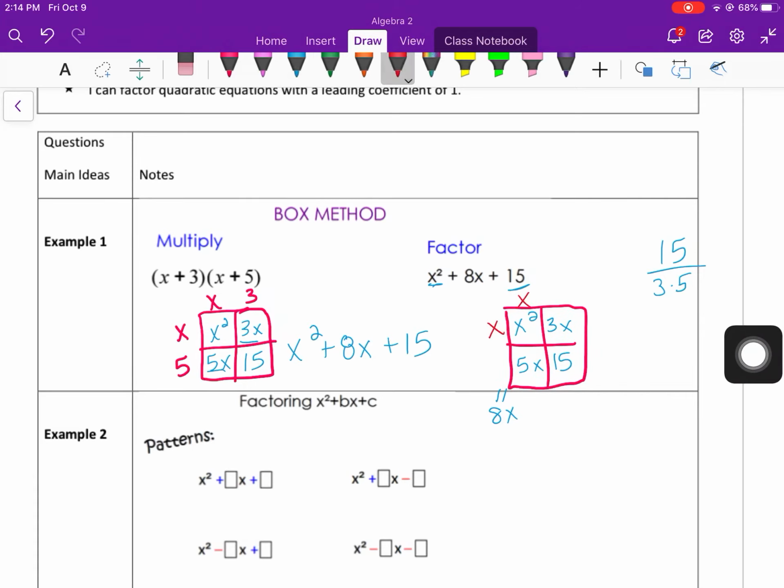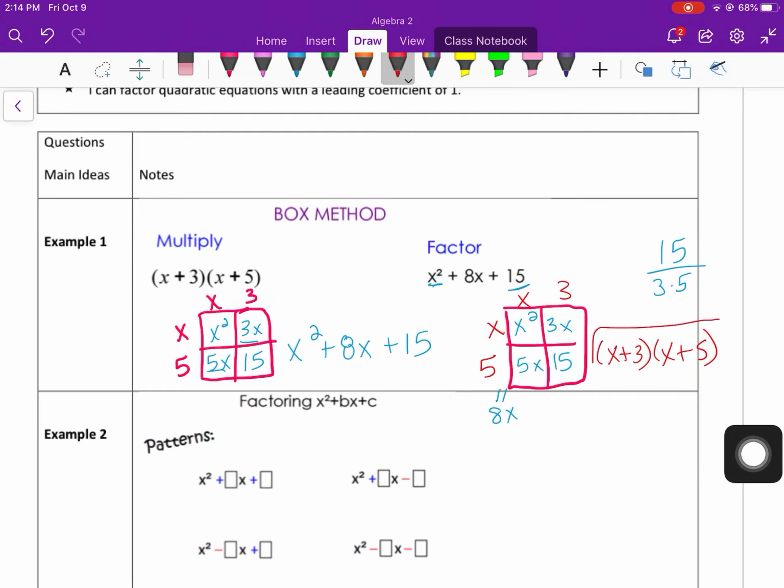So I know that it goes x times x. Then x times what gives me 3x, it'd be 3. And then x times what here would give me 5x, would be 5. And then just check that 5 times 3 is 15 in the last box, which means my factors then are x and 3, so x plus 3, and x and 5, which is x plus 5. So we can use the box to work backwards.